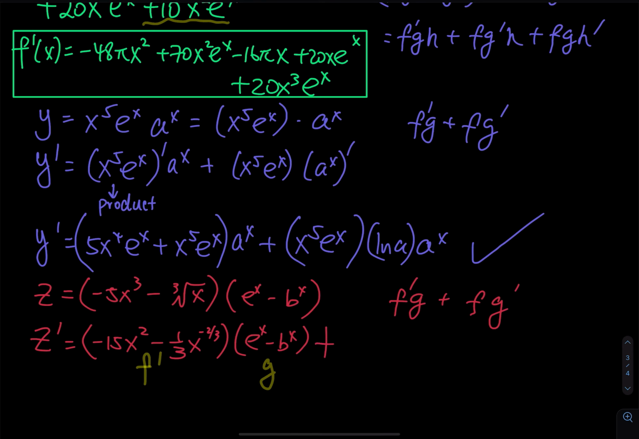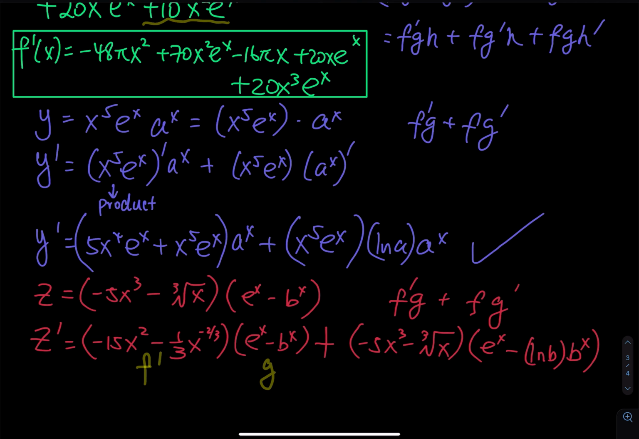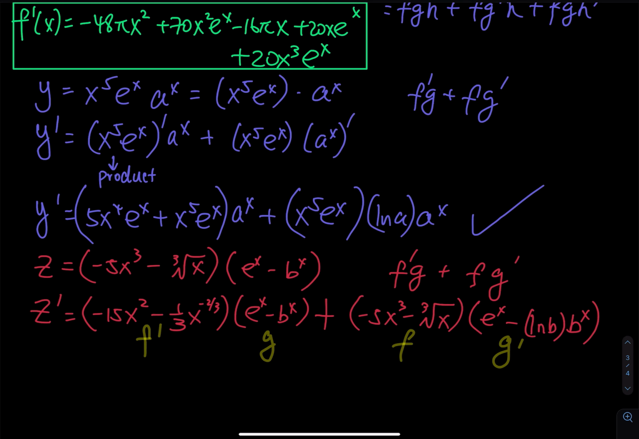And then we add a big plus for the product rule, and then f g prime: negative 5x to the third minus the cube root of x, and then the derivative of e to the x is e to the x. The derivative of the other exponential, b to the x, is b to the x times ln b. And then this one, same thing, I don't see a value in doing the simplification. I will just leave the answer like this because really I don't like it, if you fully open up every single term, that doesn't lead you to another world. I will just leave it as it is.